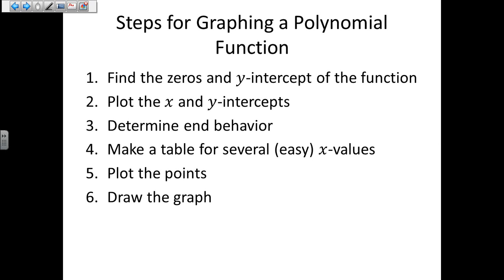So find the zeros and the y-intercept of the function and plot them. Determine the end behavior. Does it point down or does it point up? Make a table for several very easy x values. Don't choose numbers that are oddball. Don't choose 2.64. Choose 2 or 3. Plot the points, and then just draw the graph.